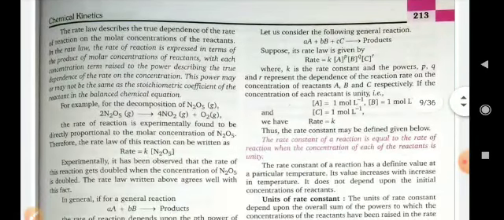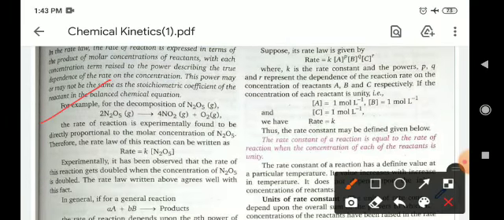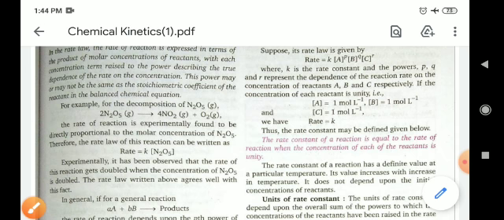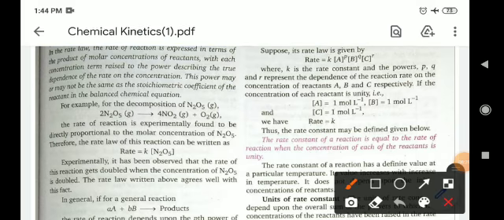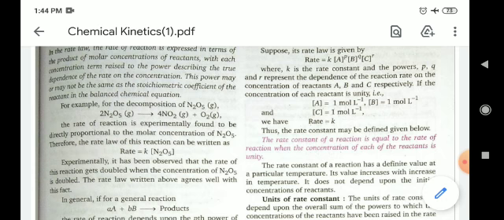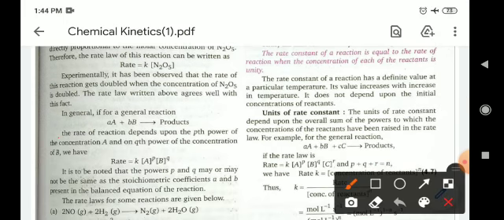So for example, the decomposition of 2N2O5 gives 4NO2 plus O2, and for this the rate law will be rate equals K [N2O5] to the power 1, because its concentration depends only one time. Okay, so for a general reaction, the rate of reaction will be expressed as rate equals K [A] to the power a and [B] to the power b. I think there is somewhat of a mistake here.